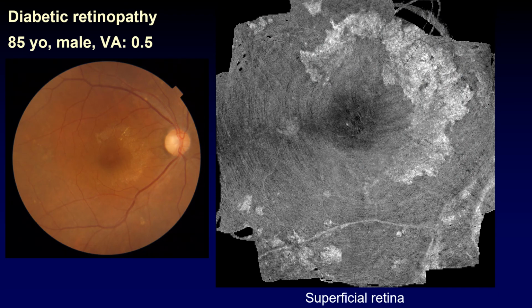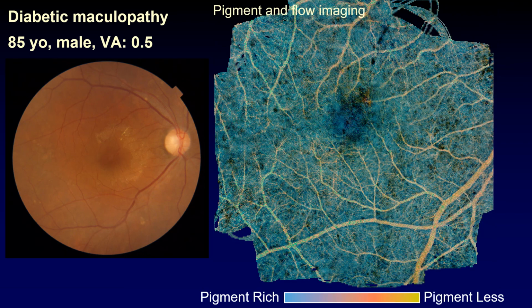The second case is a diabetic retinopathy. The wide-field OCTA exhibits hyper-scattering materials around the nerve fiber layer, and it corresponds to the whitish appearance in a color fundus. The pigment and flow image shows an orange color abnormal blood vessel close to the fovea.